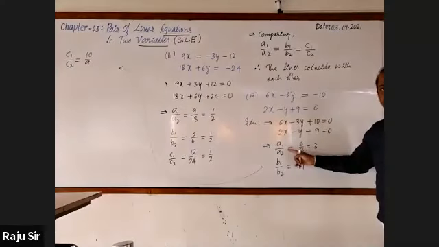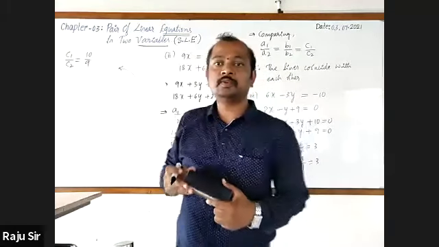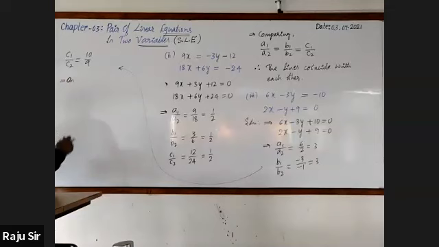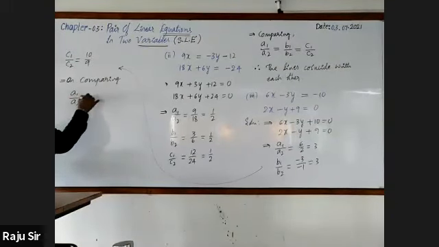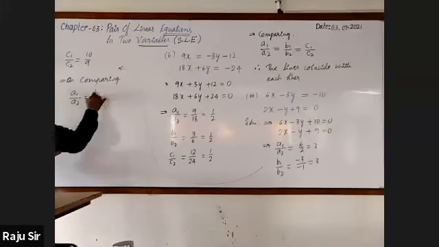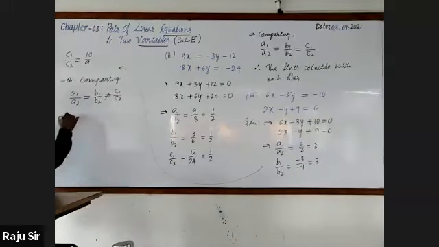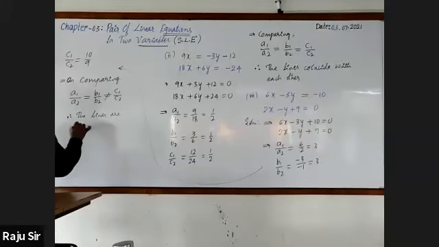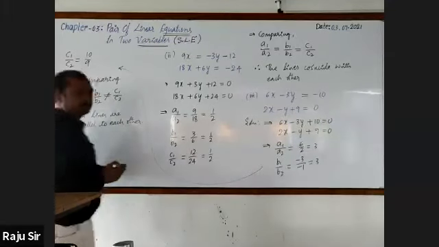We got all the three ratios: A1 by A2, B1 by B2, and C1 by C2. I'm comparing. What do you say? A1 by A2 equal to B1 by B2, but not equal to C1 by C2, sir. Very good. Therefore, the lines are parallel to each other.